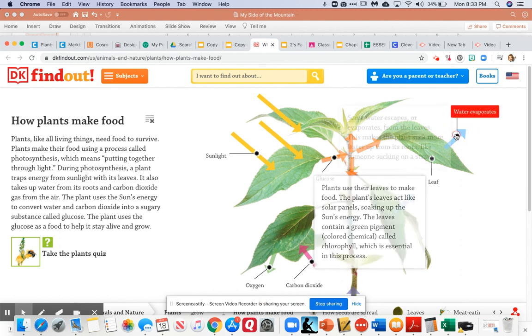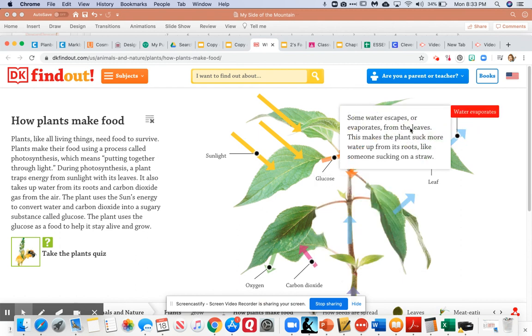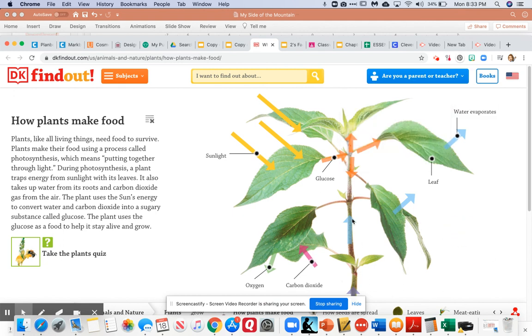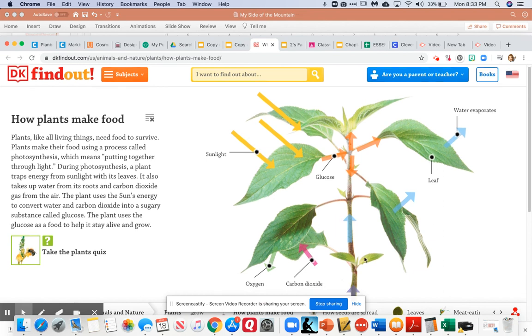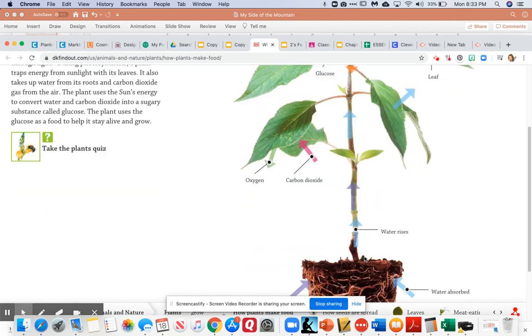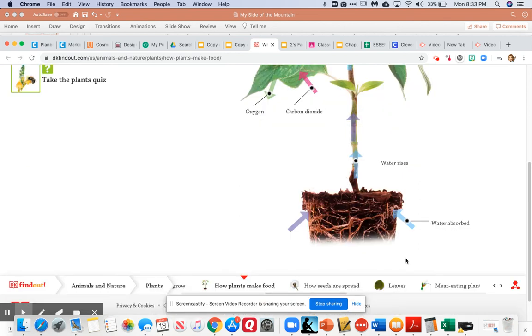Over here we have water evaporates. So some water escapes or evaporates from the leaves. This makes the plant suck more water up from its roots, like someone sucking on a straw. So the water evaporates from the leaf, and then that makes it, so again, this is that cycle. Here it shows, let's look at the blue arrow. Oh no, that's just showing the water coming up from the root here. I gotta come down here. So let's come all the way to the bottom.